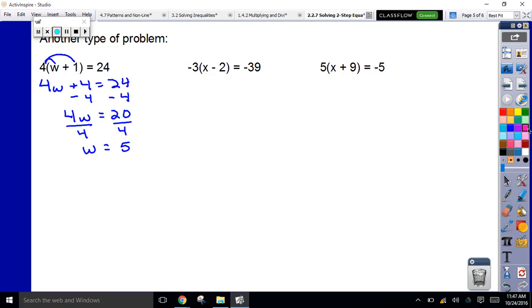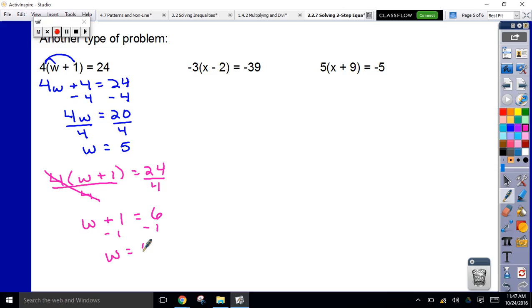Okay, so I'm going to rewrite the problem down here. Now, order of operations tells us that we would add what's inside and then multiply by 4. So if we're doing order of operations in reverse, we could get rid of the multiplication first. We could do that by dividing both sides by 4. When we do, this 4 goes away. We have w plus 1 equals 24 divided by 4 is 6. Subtracting 1 from both sides gives us w equals 5 in fewer steps than we did the first way.